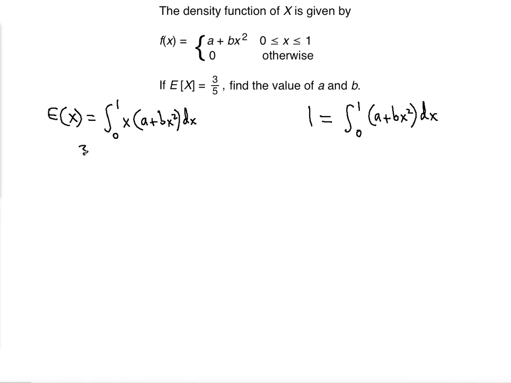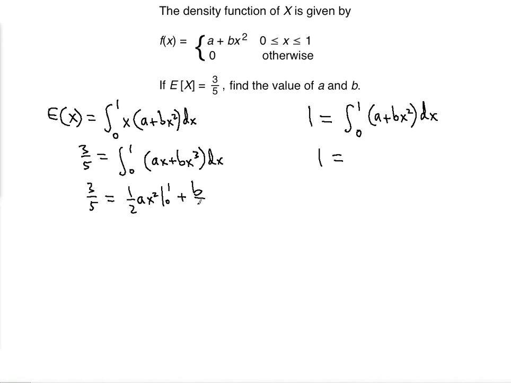So the expected value is 3/5. From 0 to 1 we're going to have the integral of ax plus bx to the third dx. On the right side we will have 1 equal to, well, actually let's solve the left side first. So 3/5 is equal to, what is the antiderivative? 1/2 ax squared from 0 to 1 plus b over 4 x to the fourth from 0 to 1, using the power rule of the antiderivative.